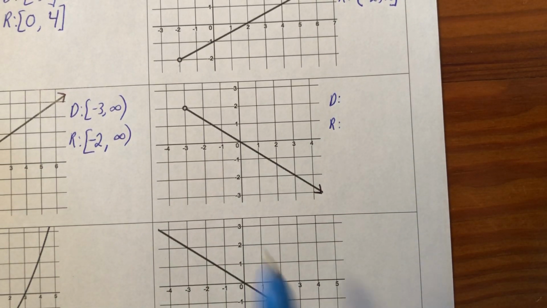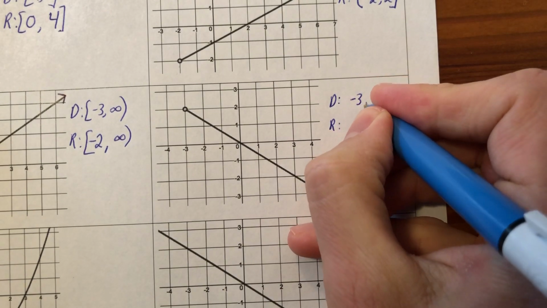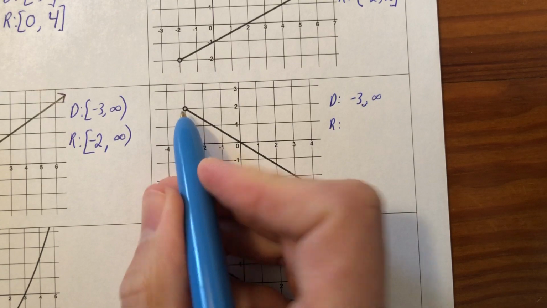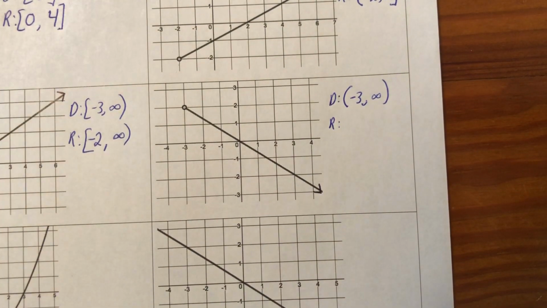So, starts at -3 and goes on forever. So, -3 to infinity. It does not include -3. Never includes infinity.